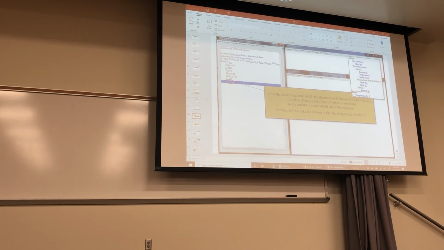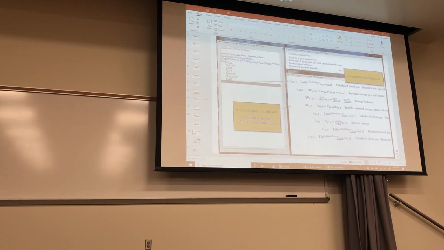Once you press the Pathway button, it tells you step by step how to find the temperature at state 2. It also tells you the reason why you're using that equation. Everything that's underlined here is what was given to you in the problem. If you remember, it gave you the temperature at state 1, the number of moles, and the work and the heat for the process going from state 1 to state 2.